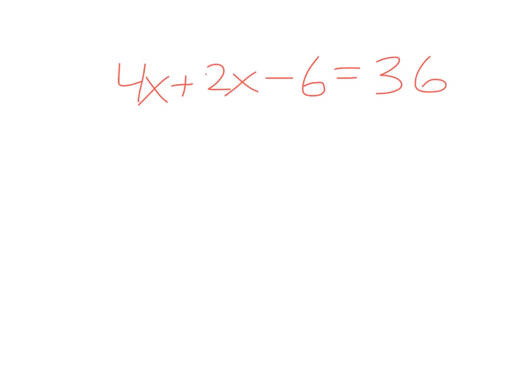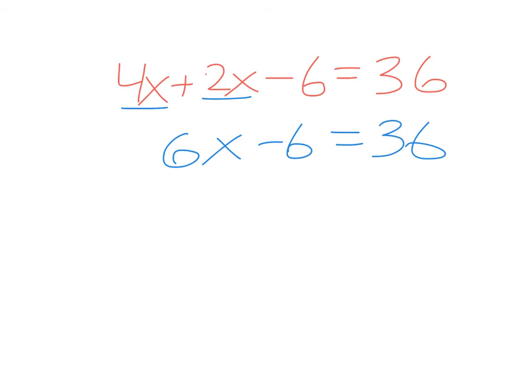Let's think of another one. Let's take a look at this one. 4x plus 2x minus 6 equals 36. So again, I look at the left side of the equation and I see if there's anything I could do on it. And I notice that I can combine the 4x and the 2x together. That gives me 6x. Can I combine the negative 6 with anything? Nope. And that equals 36 because there's nothing I could do about it.